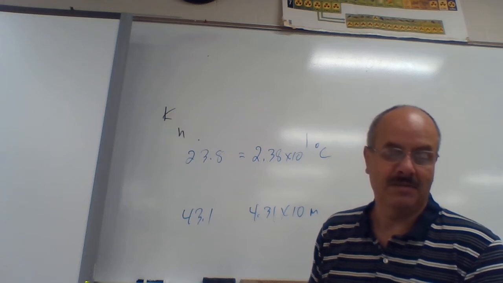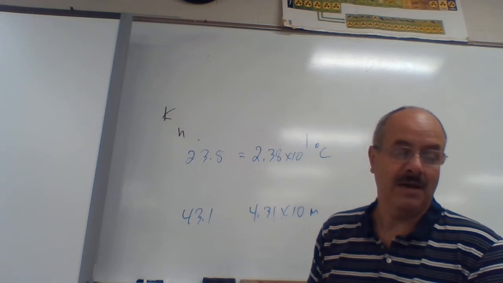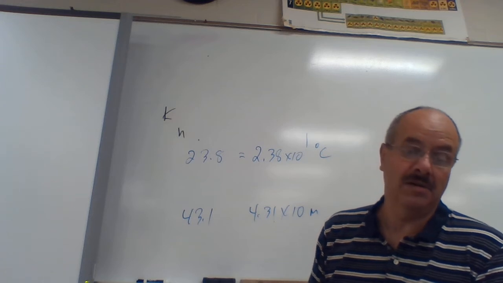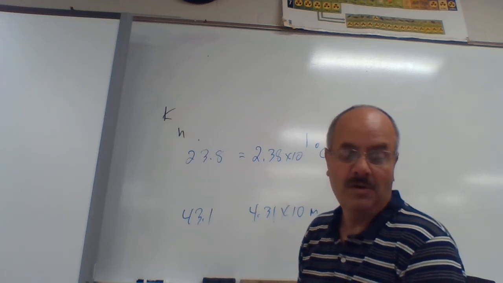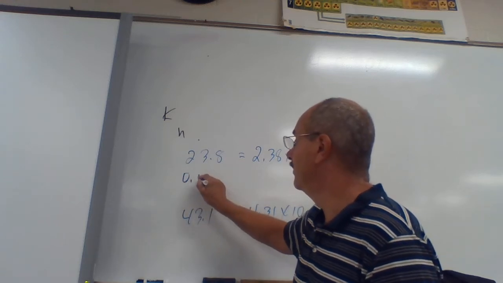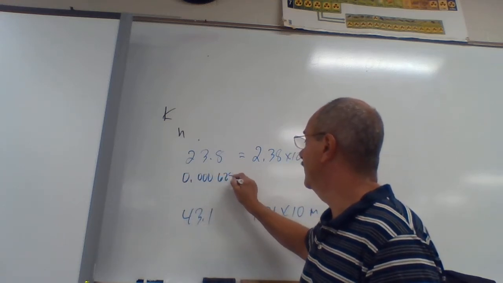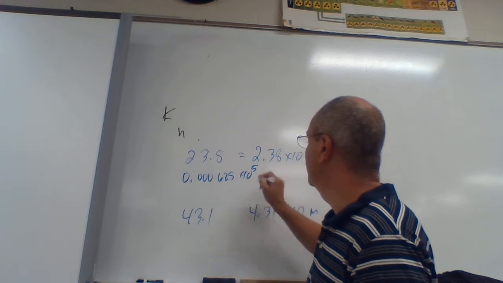0.000625 times 10 to the 5th. So the third significant figure happens to be the 5. They didn't give us any other number, so we're just going to assume it's nothing because there's nothing there. So we're going to round this off to 0.000625 times 10 to the fifth.